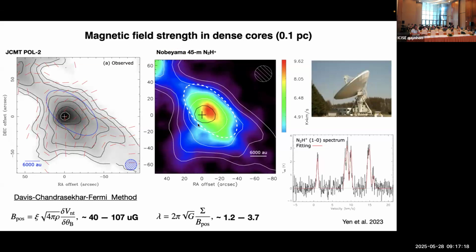Basically, with the DCF, we can estimate the field strength on this scale and then derive the mass-to-flux ratio. The number we get is around 1 to 4. As mentioned by Alex on the first day, depending on physical conditions, we may use different formulations for DCF. The reason we have this factor of 4 uncertainty is due to the different formulations, so we try to include all the uncertainty as much as possible.